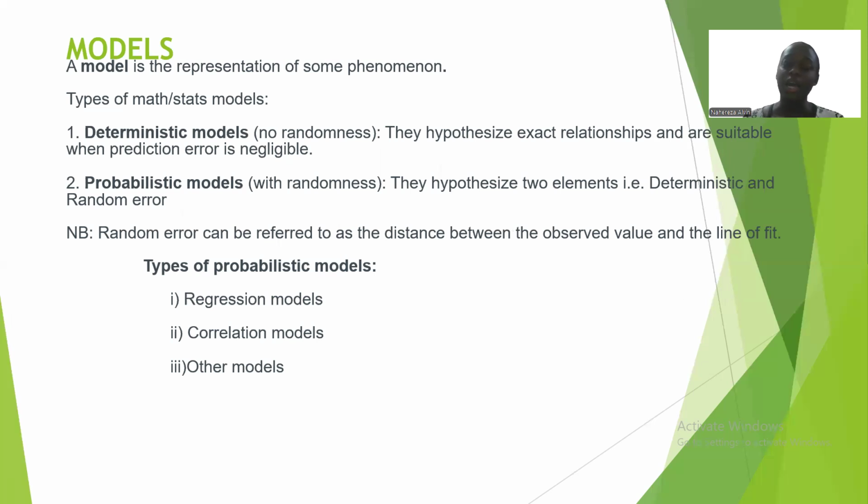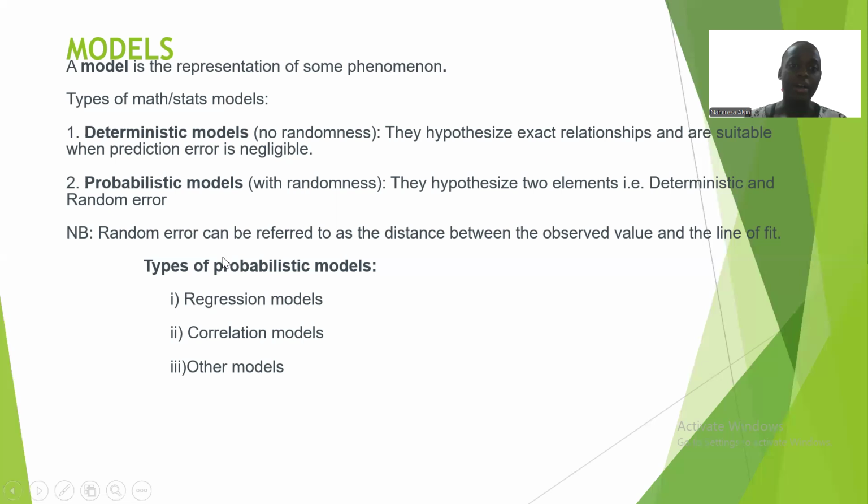We have deterministic and probabilistic models. Deterministic, this one just hypothesizes exact relationships. That means you know the exact outcome of something like a problem, the exact solution. Like let's say you're trying to add 2 plus 2, you of course know that the outcome is going to be 4. So no randomness. Probabilistic models, you have randomness. Like this is where the deterministic and random error aspect comes in.